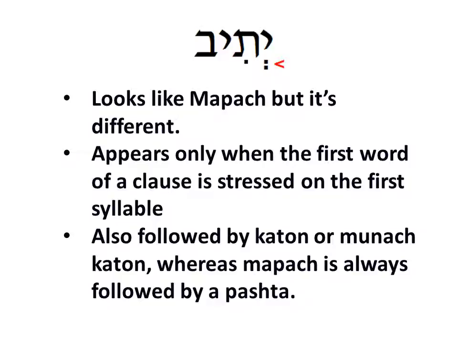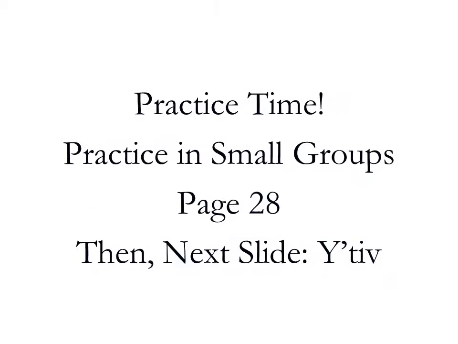And here's the deal. It only appears when a word of this family or clause is stressed on the first syllable, like the word Uteiv. It's followed by a Katon or a munach Katon, whereas Mapach is always followed by a Pashta. In other words, you'd never have a Uteiv in the middle of the family, and following this would be a Mapach, as opposed to a Mapach, following that would be a Pashta. So it does look a little different. It's time to practice. Practice on page 28. And then come back to the recording.